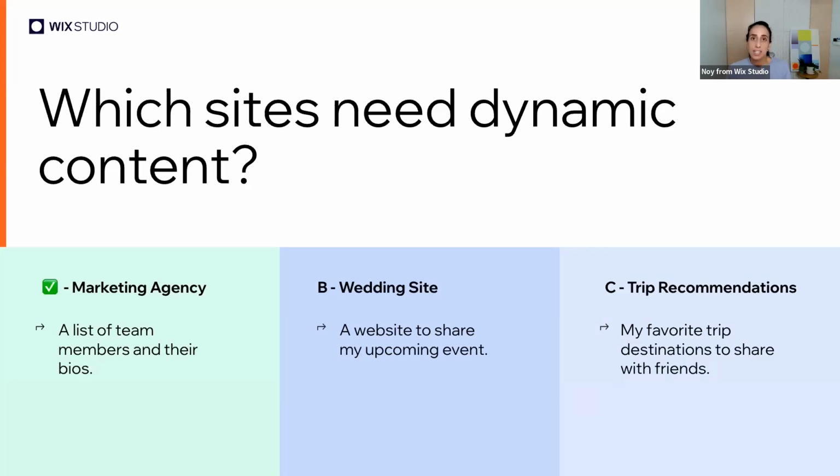So the marketing agency is actually a great candidate for using dynamic content. Let's think why. Probably all team members have the same structure. They all have a name, role, picture, description, LinkedIn link. Also, it's content that I might change often. Some team members join the team, some leave the team, some change positions. So it will be great to just manage it in a CMS, and all changes will be injected into the site with no additional effort.